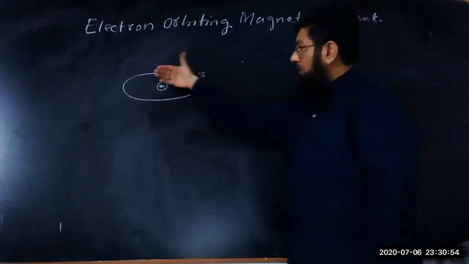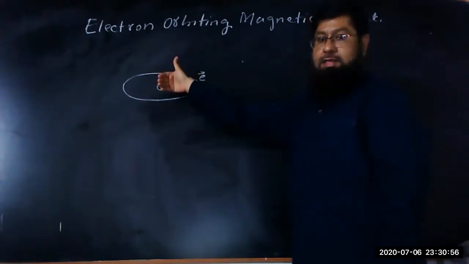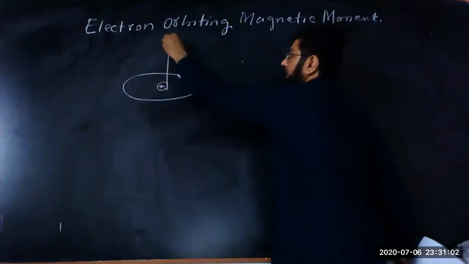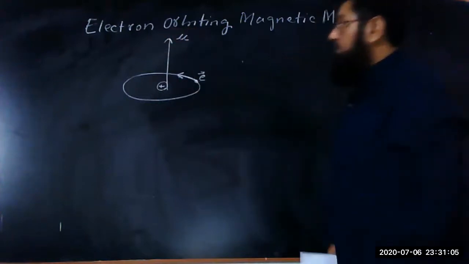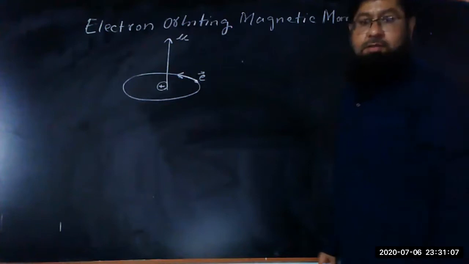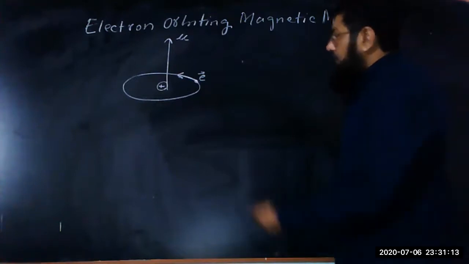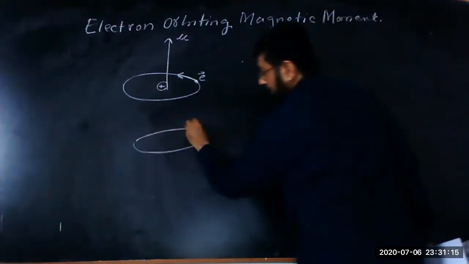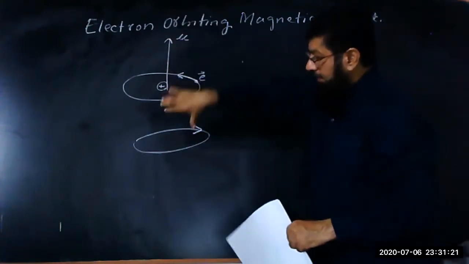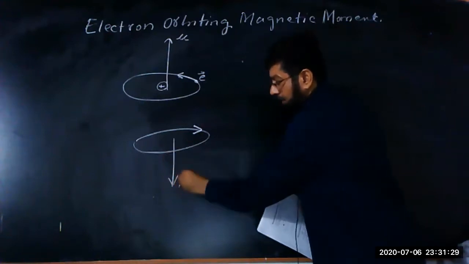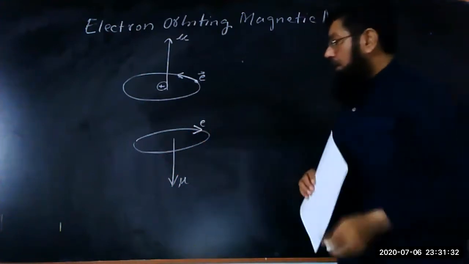So if the electron is moving counterclockwise, the thumb indicates the direction of the magnetic moment. The magnetic moment is in this direction, which we call mu. Sometimes you may call it with the letter mu, sometimes with the letter m. Similarly, if the electron is orbiting in the other direction, the curved fingers indicate the direction of the circulating electron and the thumb indicates the direction of the magnetic moment. So the magnetic moment is in the downward direction if the electron is circulating clockwise.